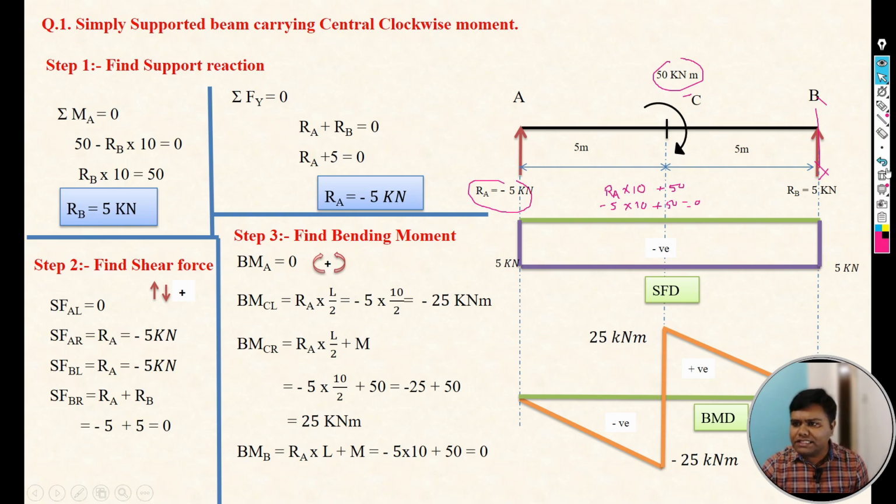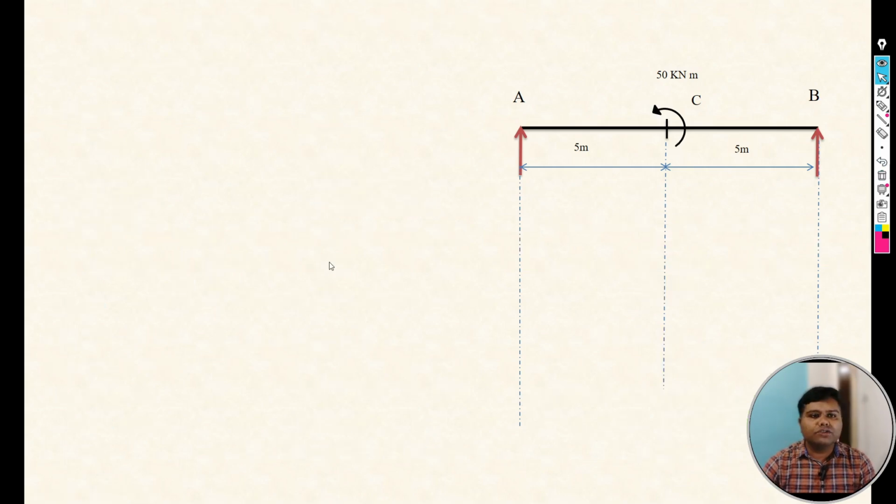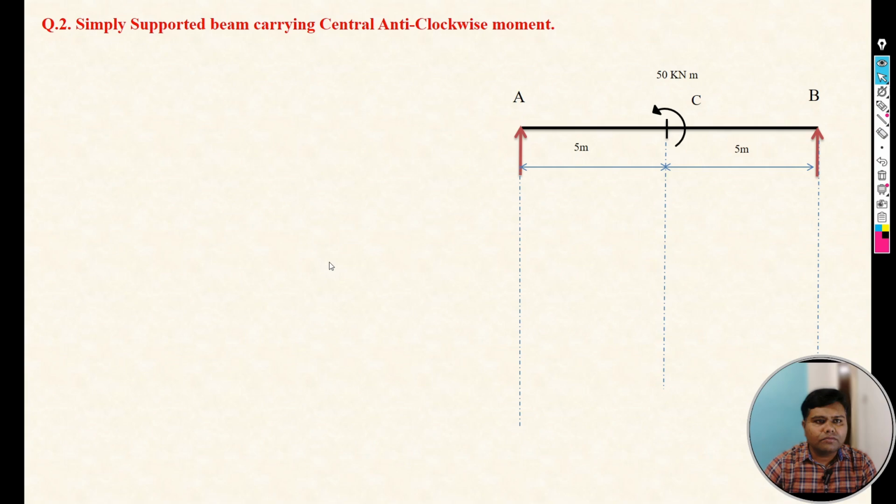Now we'll see the second case. So this is our second case. The video will become long, so I will not explain everything fully. So I will just explain the main things. For the support reactions, just apply summation Ma equals to 0, again Ma.